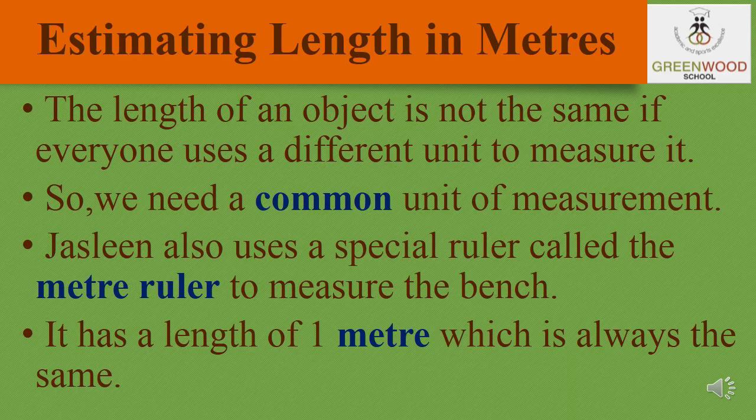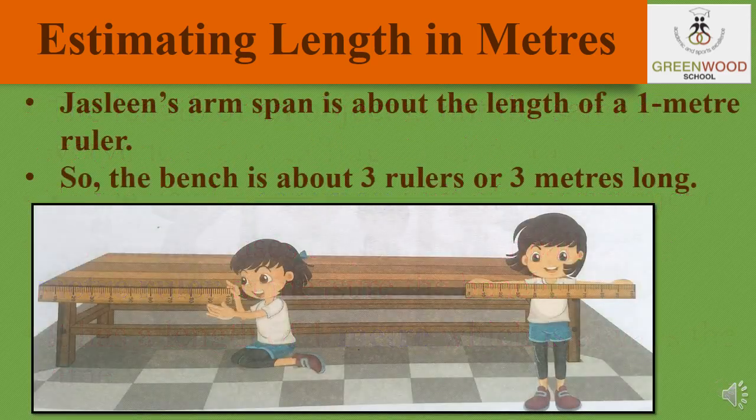Now Jocelyn also uses a special ruler called the meter ruler to measure the bench. It has a length of 1 meter, which is always the same. Now, as you can see in the picture, Jocelyn's arm span is about the length of a 1 meter ruler. So we can say that the bench is about 3 rulers or 3 meters long. Now we measured it perfectly with a standard way.